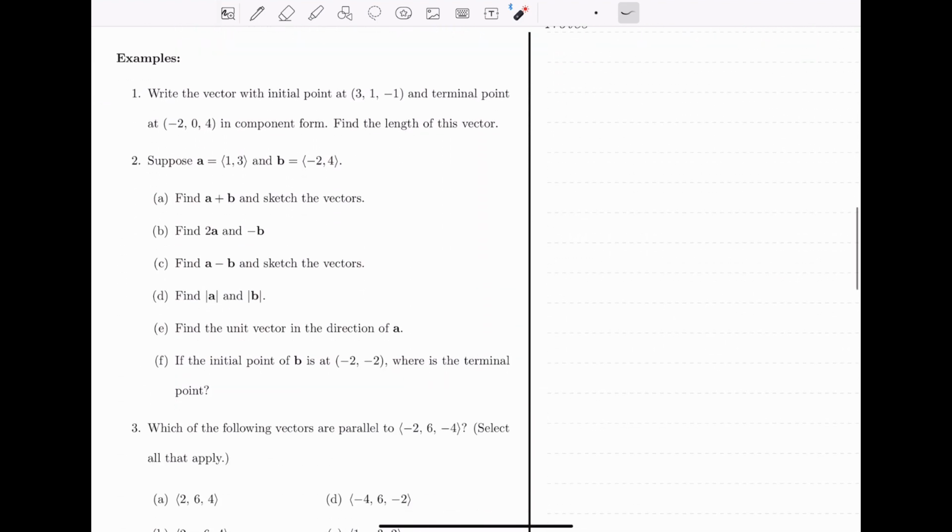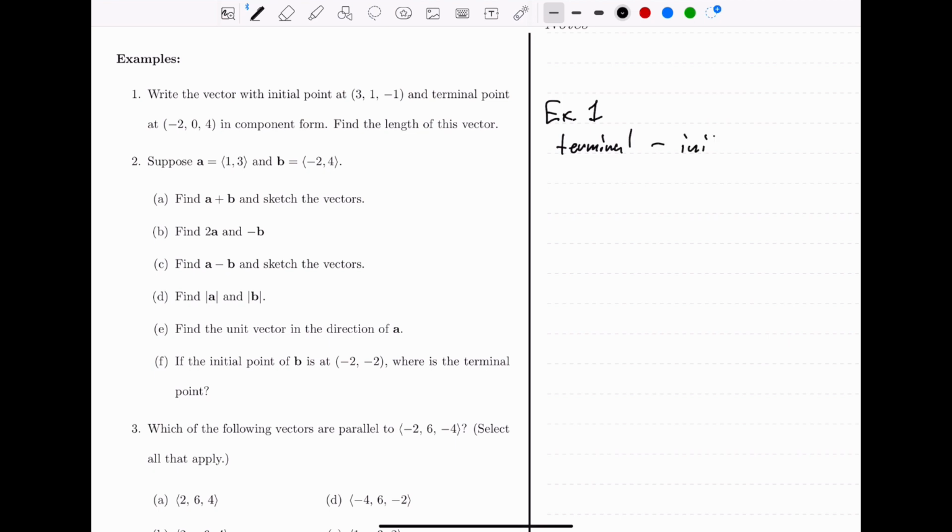For example 1, we want to write the vector with the initial point at 3, 1, negative 1, and a terminal point at negative 2, 0, 4 in component form. The way to get a vector if we're given the starting point and the ending point is to take the terminal minus the initial. So for example 1, we're going to find the vector by taking the terminal minus the initial.